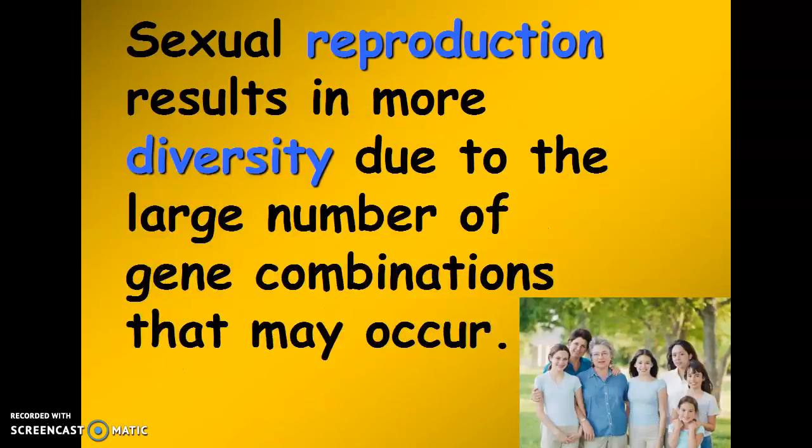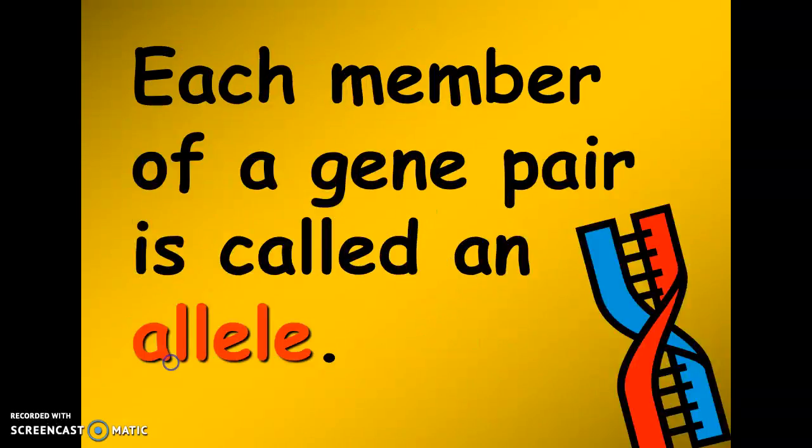Sexual reproduction, which involves two parents, results in more diversity. Diversity means differences, due to the large number of gene combinations that may occur. Each member of a gene pair is called an allele. So you get an allele from your mother and an allele from your father. The gene pairs code for your traits.